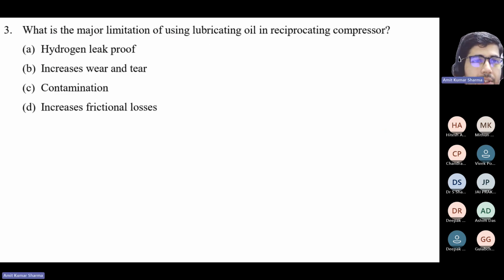What is the major limitation of using lubricating oil in a reciprocating compressor? A. Hydrogen leak proof. B. Increases wear and tear. C. Contamination. D. Increases friction losses. It's contamination. So we have one answer, contamination.